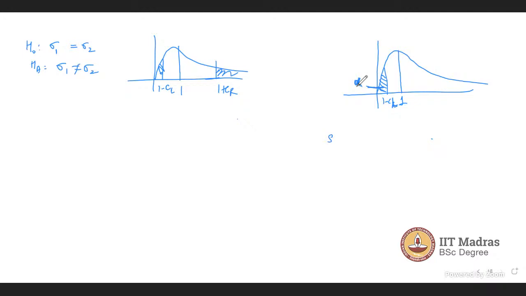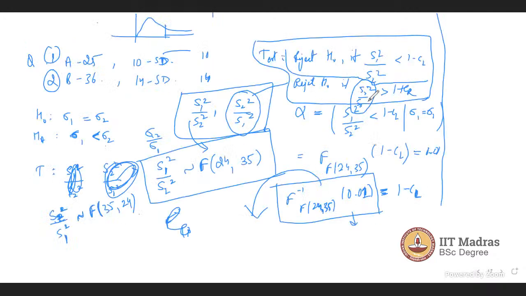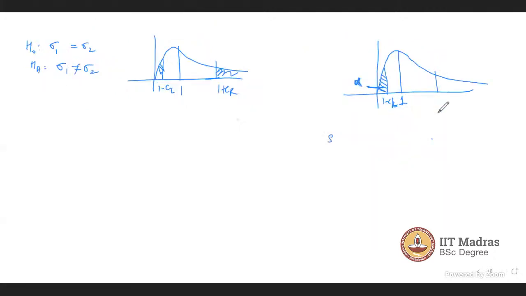But if I say reject H naught if S2 square by S1 square is greater than 1 plus CR, in this case, this is my alpha. But if I have a two-sided test, combining these two, I have alpha. So what we do here is we say this is alpha by 2 and this is alpha by 2. In a simple way, if it is less than or greater than, then we take alpha, and if it is two-sided, then we take alpha by 2.